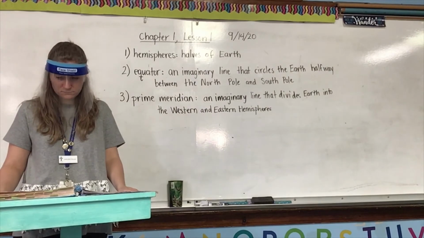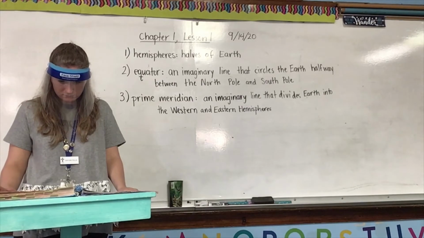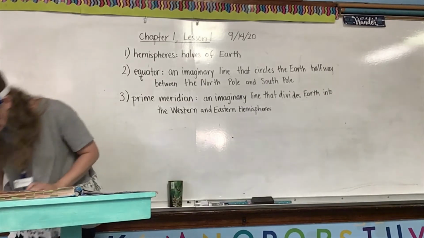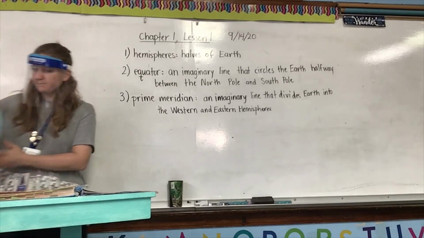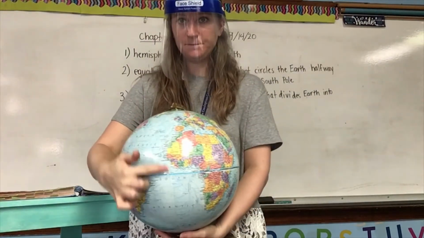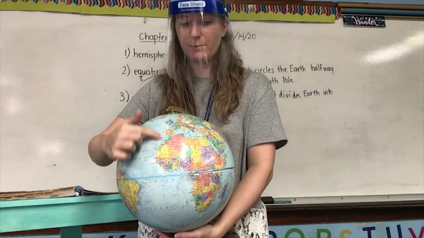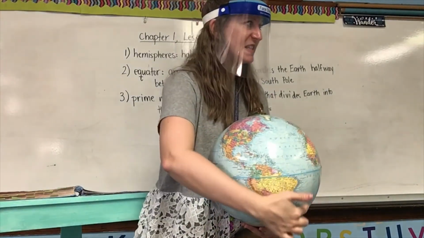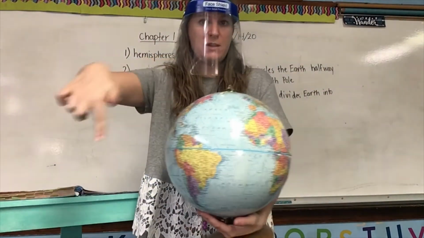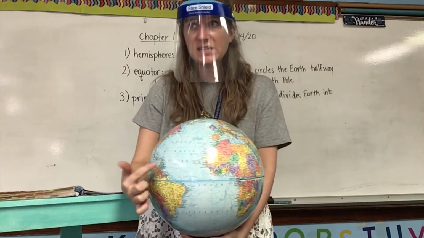Because the United States lies west of the prime meridian, it is in the western hemisphere. Good. So, again, here's the prime meridian. Now it goes all the way around, but since we're looking for the U.S., we're just going to look at this side. But it does go all the way around, just like the equator goes all the way around. But here's the prime meridian. The United States is to the west.